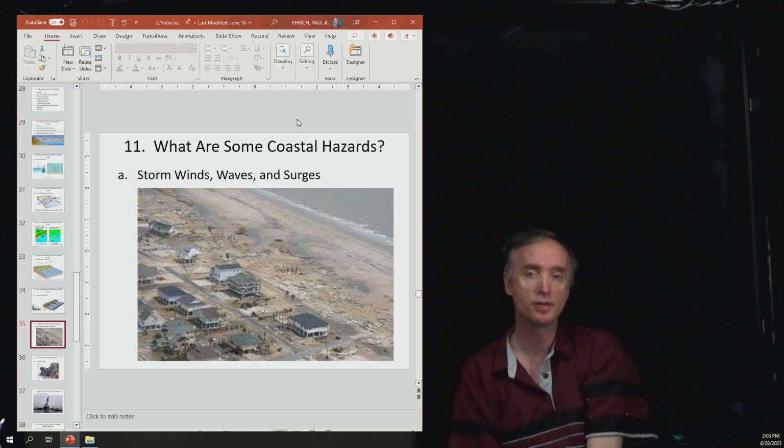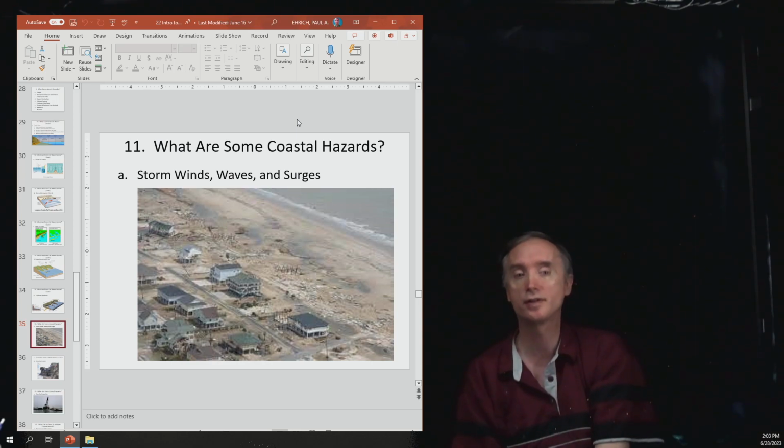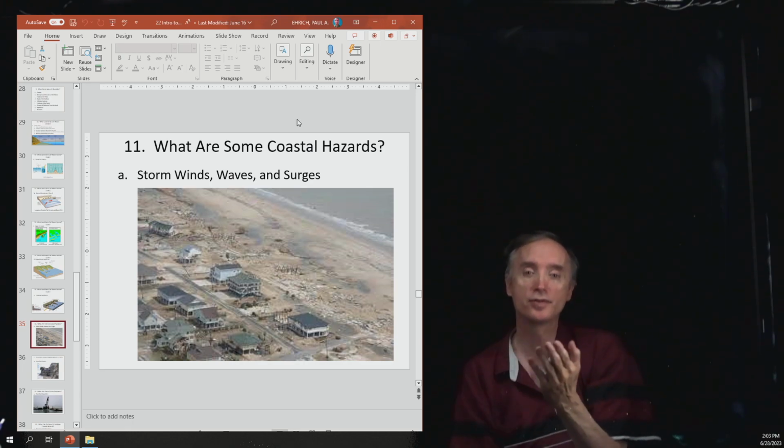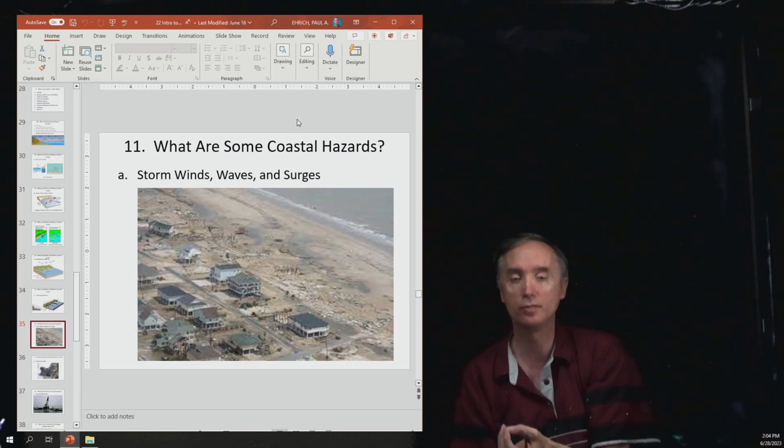So let's finish up this review of coastal processes by talking about some of the hazards produced by coastal processes. And you will see here that as storm waves break on shore, they can cause a lot of damage. Also, the winds can cause a lot of damage, and then also just the sheer amount of water that floods up onto the coast can cause damage.